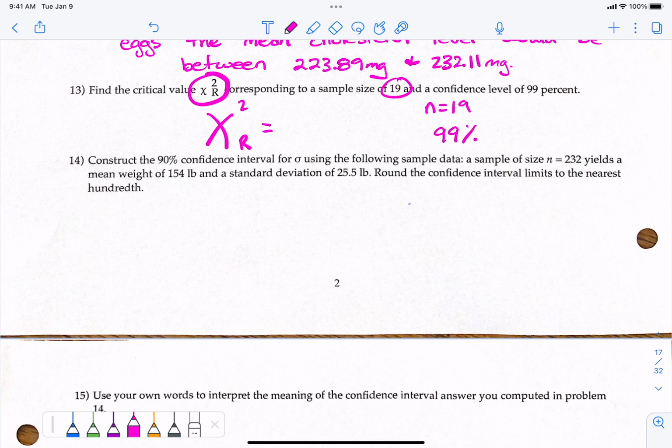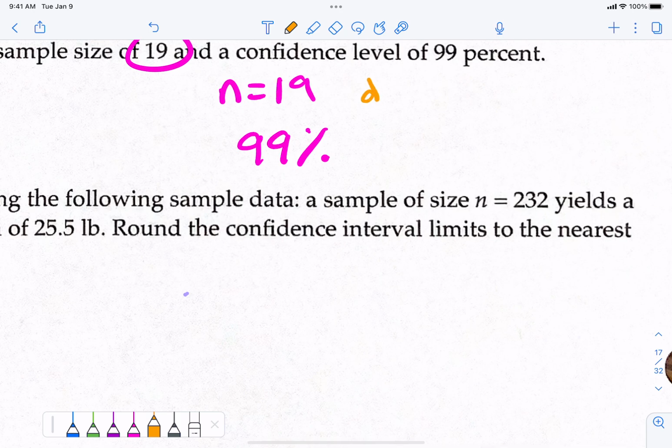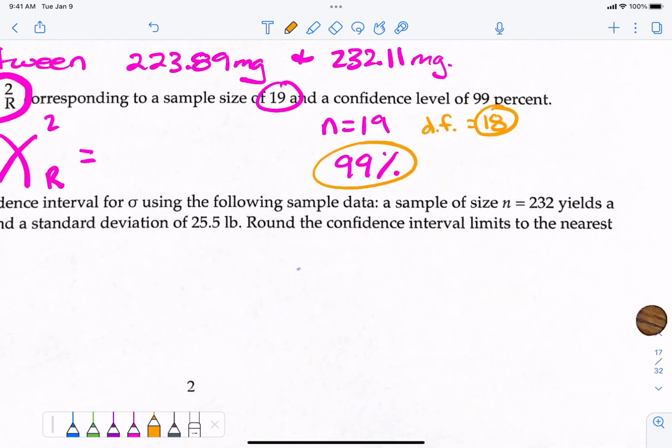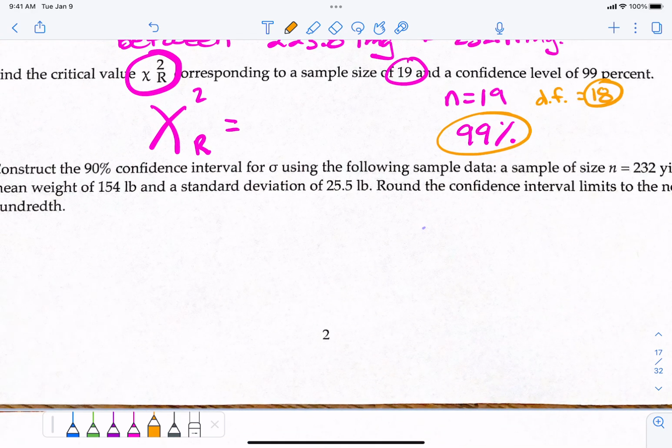Where does 19 fall into play? We have to go one less. Degrees of freedom is 18. So go to the chi-squared chart. Go to 18 and 99%. 34.805. We want the right side one. Make sure you know how to find this one. It's on the back side. They're just asking for the right value. We don't care about the left value.